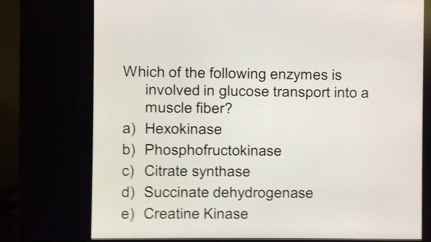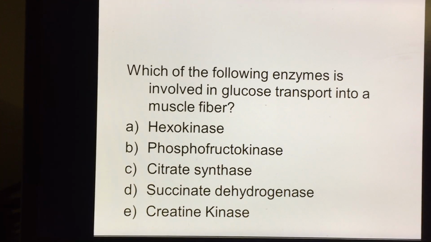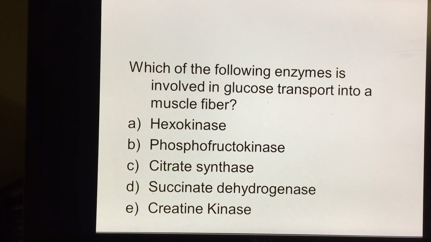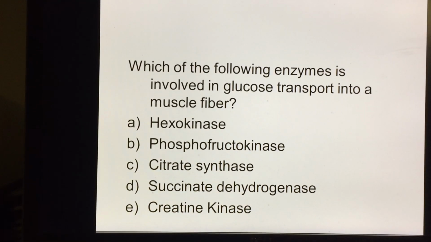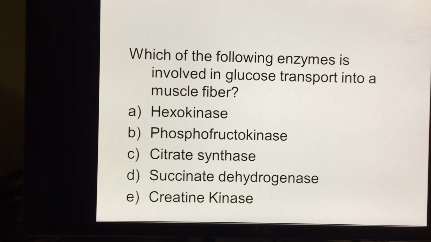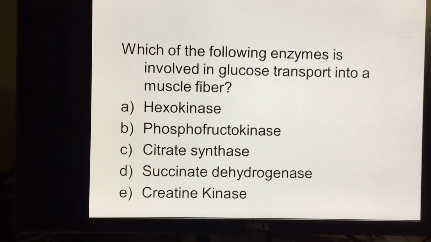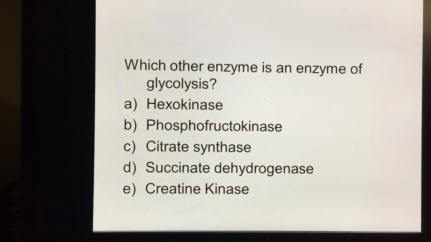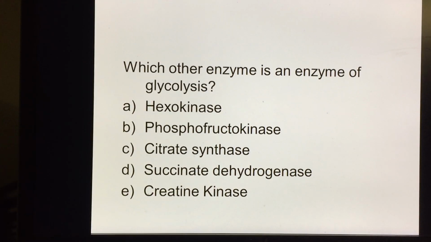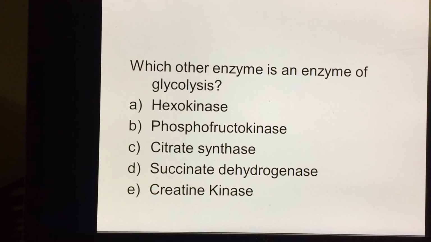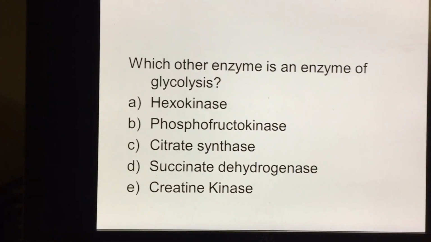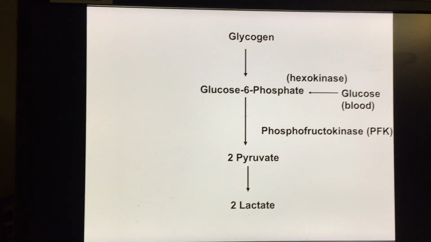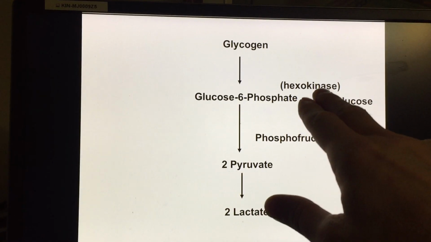Here are some multiple choice questions to lead you into glycolysis. Which of the following enzymes is involved in glucose transport into a muscle fiber? The correct answer here is hexokinase. And the second question: which other enzyme is involved in glycolysis? The correct answer here would be phosphofructokinase. So if we add those enzymes to this metabolic pathway, you can see the hexokinase up here.